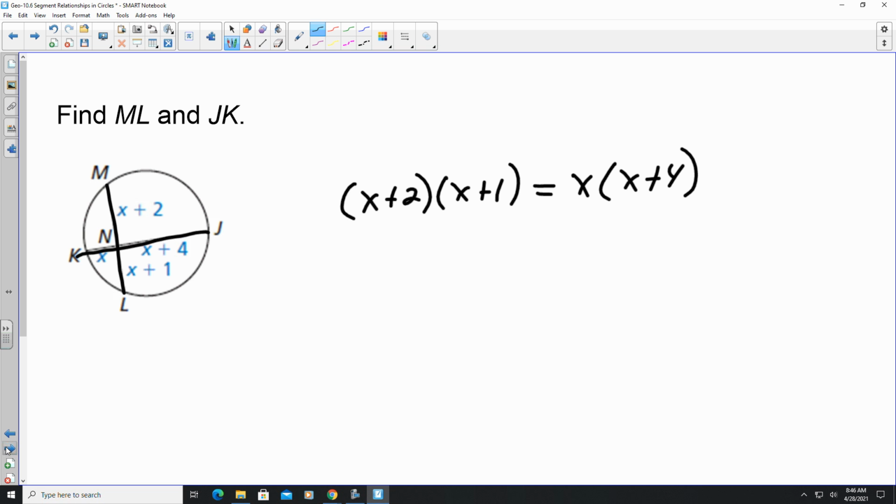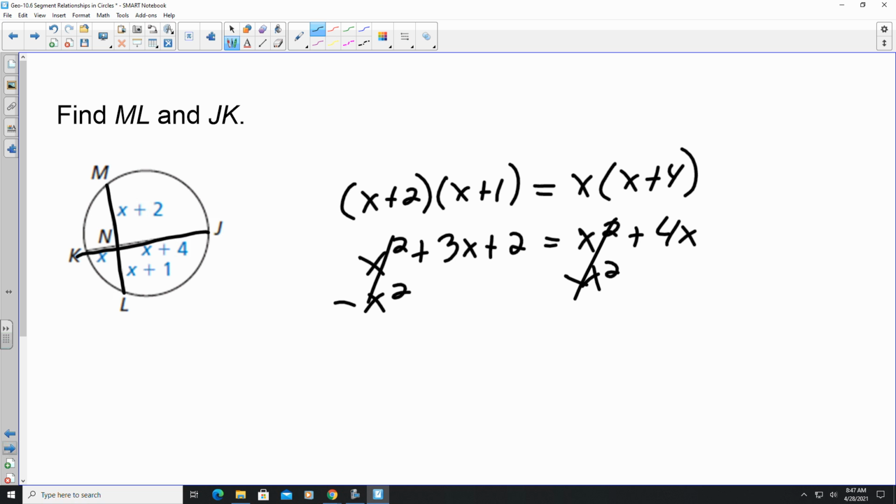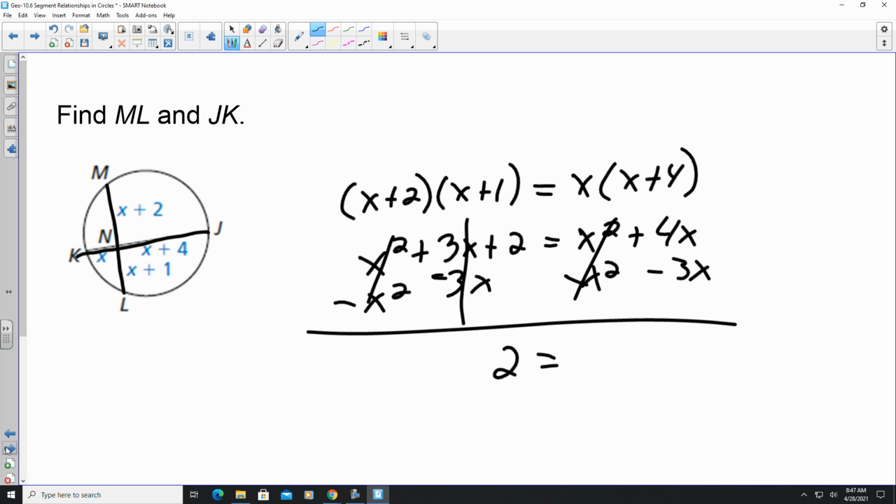Because we have some binomials here, we're going to have to FOIL on the left side. We'll distribute on the right-hand side. On the left-hand side, it turns into X squared plus 3X plus 2. On the right-hand side, we get X squared plus 4X. Luckily, we can subtract X squared from both sides to cancel. I'm also going to subtract 3X from both sides as well. That cancels here. So 2 is going to be equal to X.